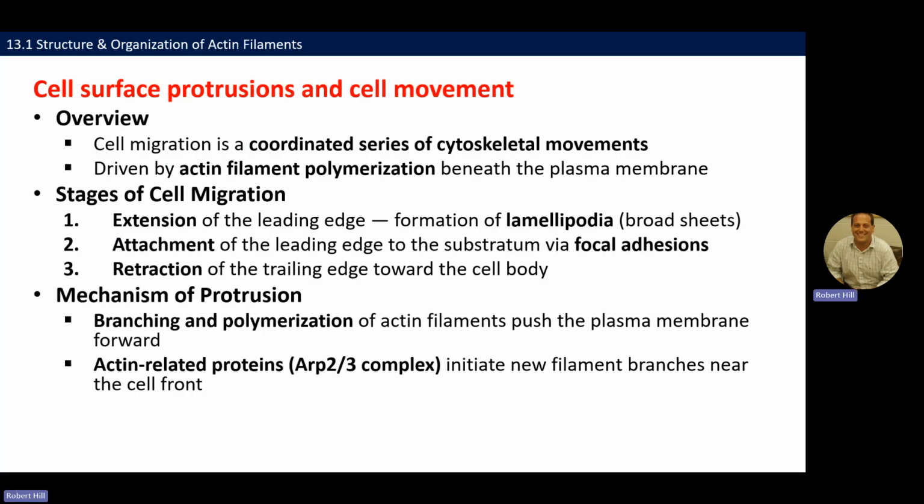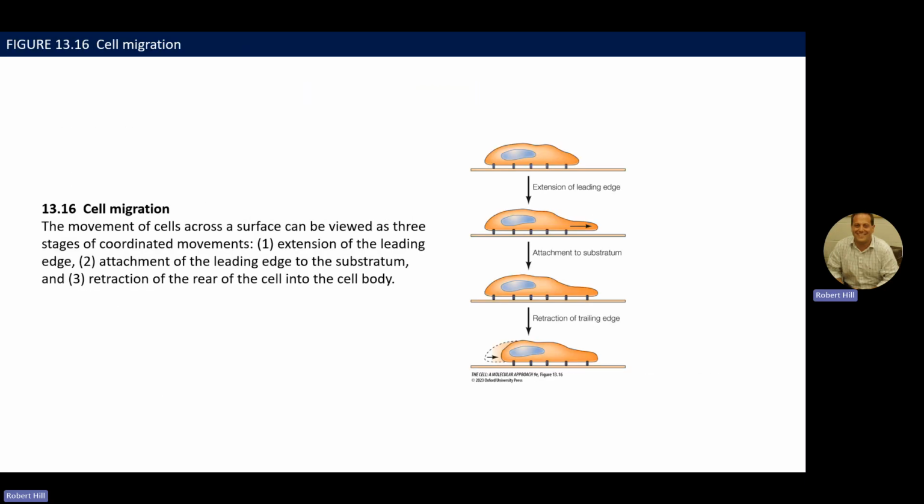All right, the blob moving, migration, like I said: extension, attachment, and retraction. Extension is usually mediated by lamellipodia. Attachment is mediated by focal adhesions, which I don't know if I used that term before, but focal adhesions are where the integrins come together. And how does this all occur? Well, through branching and polymerization of actin, right? So it's rapidly pushing the membrane out as it's growing. And then there are actin-related proteins that come in and help branch it, like Arp2/3 that we talked about. Okay, there's the blob moving.